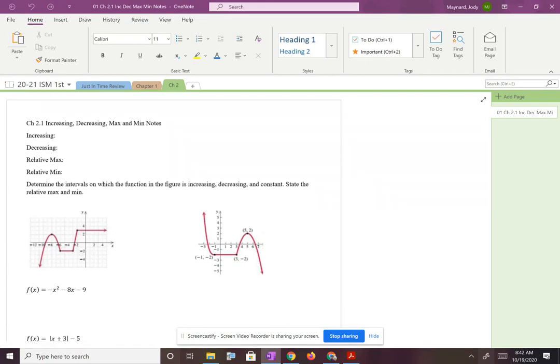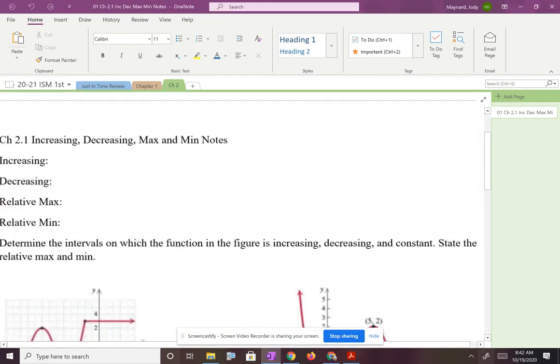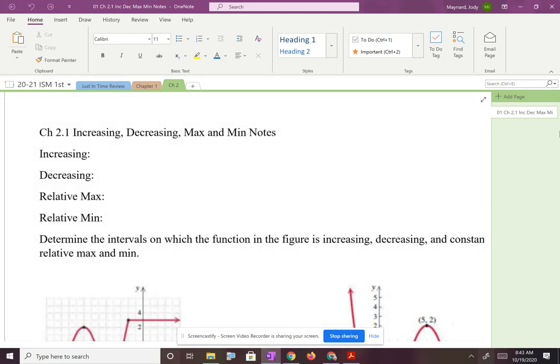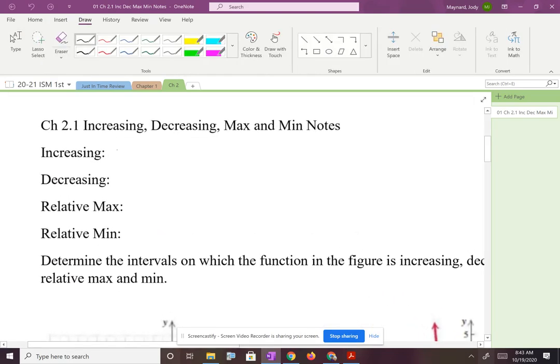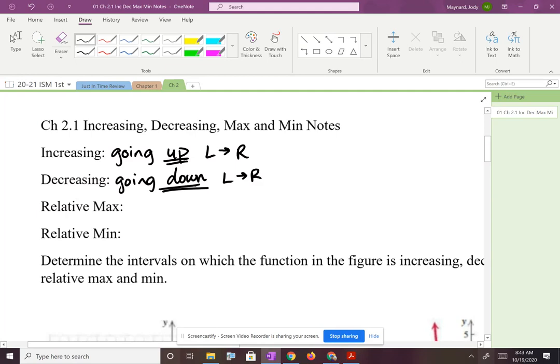There we go. Okay, increasing, decreasing, max, and min. So here, when we're talking about increasing, this is going to be going up when you move your pencil from left to right, right? And then decreasing is going down when you move your pencil from left to right. Always got to think about left or right.